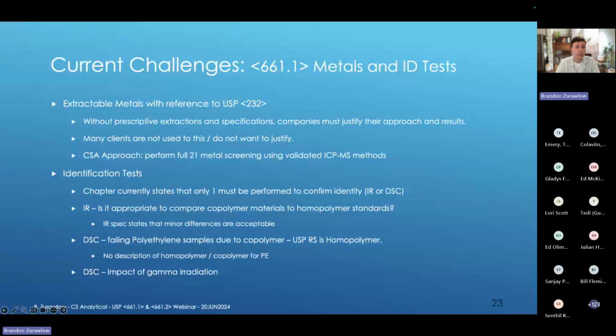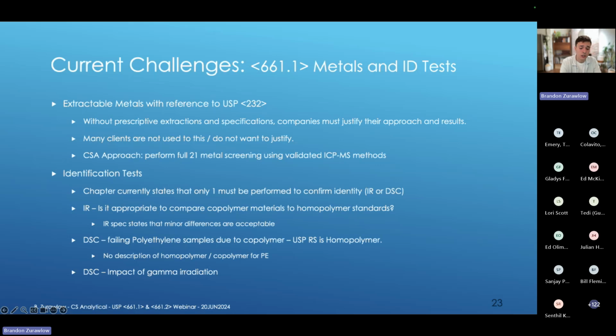Another example of that would be DSC for polyethylene. Again, let's say in the case of HDPE, the USP reference standard is a homopolymer. There's not a description of homopolymer versus copolymer for polyethylene in the USP chapter. However, there is for polypropylene. Yet, in practice, there are copolymers of polyethylene that exist and that we get to test sometimes. And so there's not necessarily a clear-cut vehicle in 661.1 to differentiate between a polyethylene copolymer and a homopolymer.